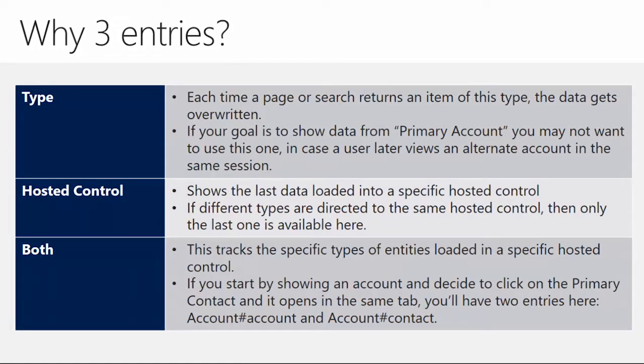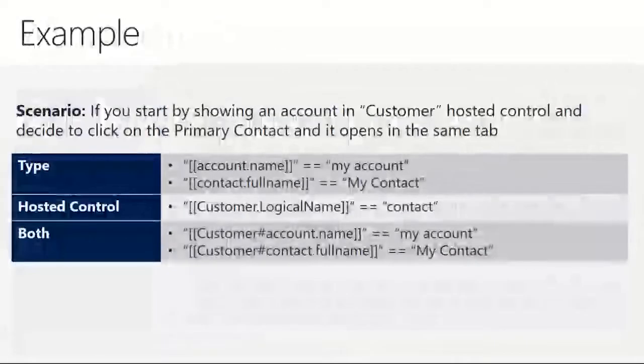Now why that's important is because these are the data parameters that you're ultimately going to pass the context to within the application itself. And so if my goal is to go out and show the primary account, I may not want to use the type. I may want to use the hosted control to pull that information in there. That way, if I'm going in and using the type, I might be able to use an alternate account in the same situation. So this is where understanding how those individual items are really going to play together corresponds with that. So here's an example.